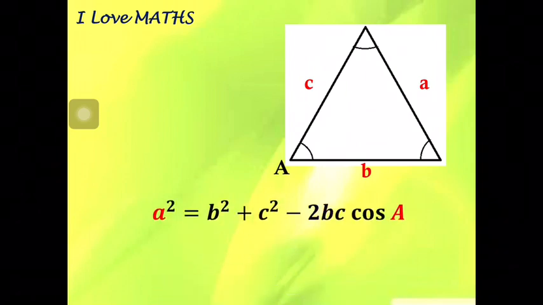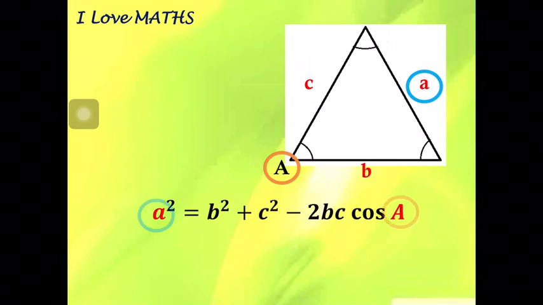Now for the cosine rule, the square of A is just equal to the sum of the square of B and C minus 2 times the side B and the side C cosine of the angle opposite of A. This is the angle A and the opposite side A. Can you see the pattern?